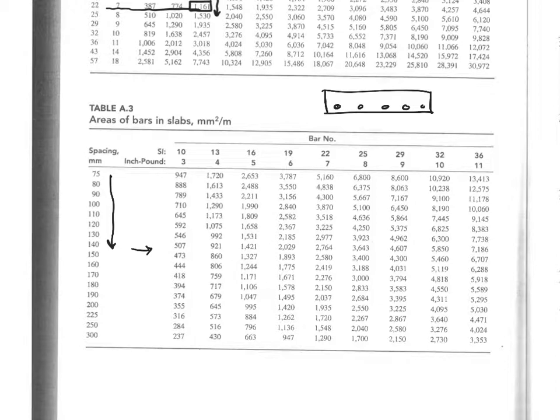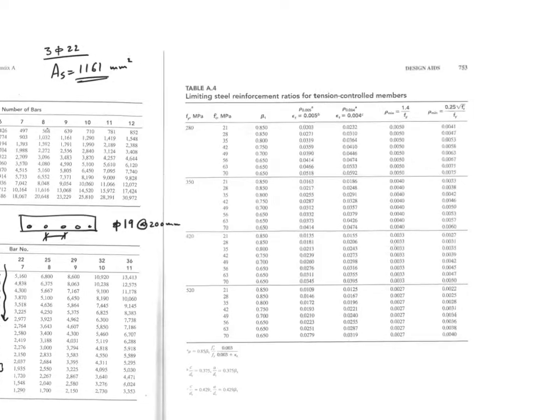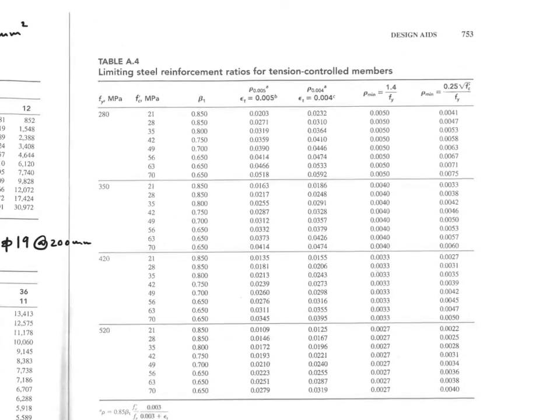I will say, or how it's designated, I will say for example, phi 19 at 200 millimeters. That is the spacing between the bars. So between each bar and the next bar is 200. Then I go to the 200 and I go to phi 19 and then I find this would be my AS. Okay? So when it comes to slabs, depending on your spacing, this is how it goes. Okay, so table A3 is basically for the slabs.